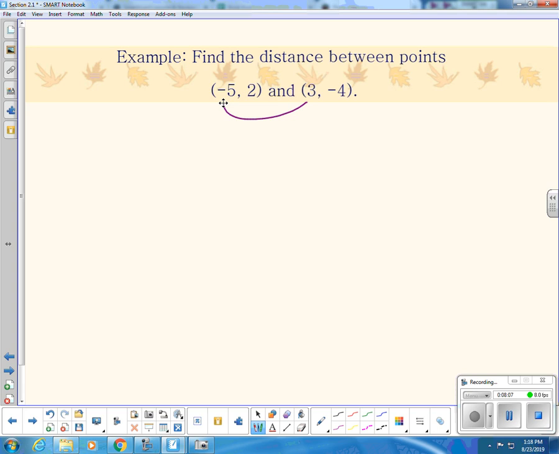What's my x distance? 8. 8. And what is my y distance? 6. Good. If I add those together, I get 100, 64 and 36 in the square root. Show all of our work here. So you get 10. Everyone get 10? Okay?